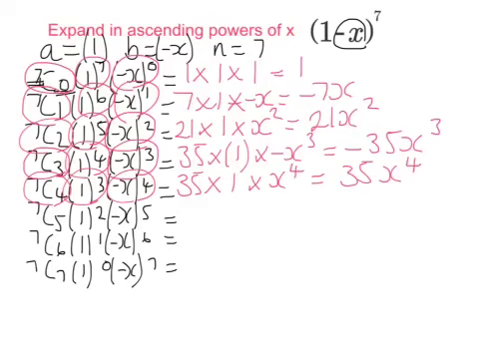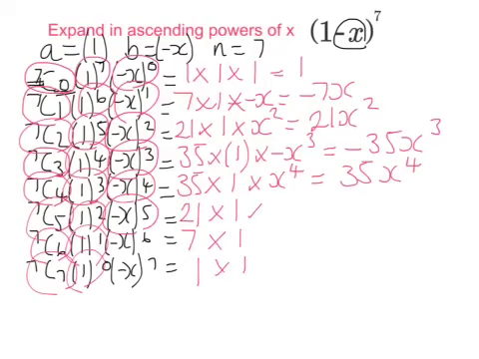7C5. I would imagine it's 21. There looks like there's a pattern. In fact, that one must be 21. That's 7, and that one's 1, so we can see my nice little pattern arriving. 1 to anything is 1, so those are all 1s. Minus x to the 5 will be minus x to the 5. Minus x to the 6 will be positive x to the 6. Minus x to the 7 will be minus x to the 7.